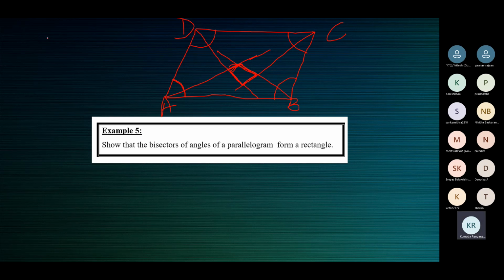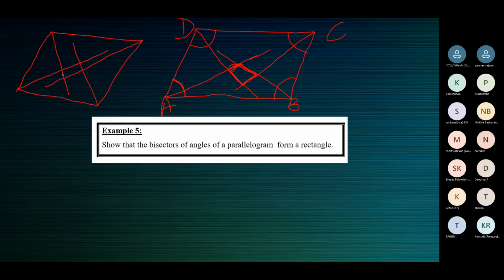Let me show you again. See here, parallelogram. Bisector of this angle, bisector of this angle, bisector of this angle, bisector of this angle. They will enclose a quadrilateral. Just ignore this one. Let me finish with this one. So, can you see the quadrilateral formed here by the bisectors? You need to prove that this quadrilateral is a rectangle.